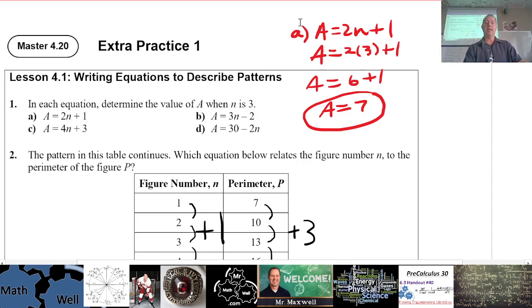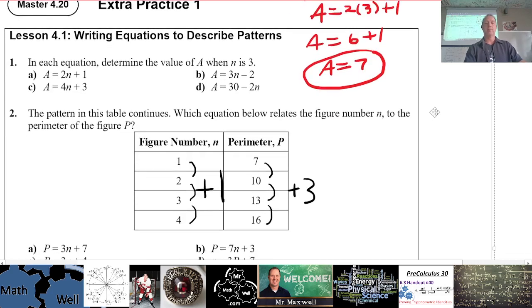And I did letter a over here for you. So a equals 2n plus 1. And if I substitute 3 in for the n right here, then that's 2 times 3 plus 1. That's 6 plus 1. A is 7. So it's a simple substitution there. Solve for the missing variable.